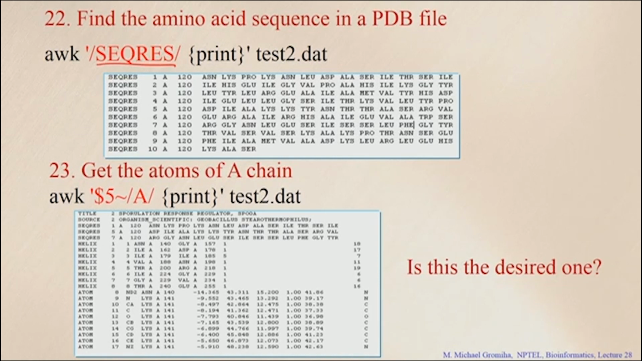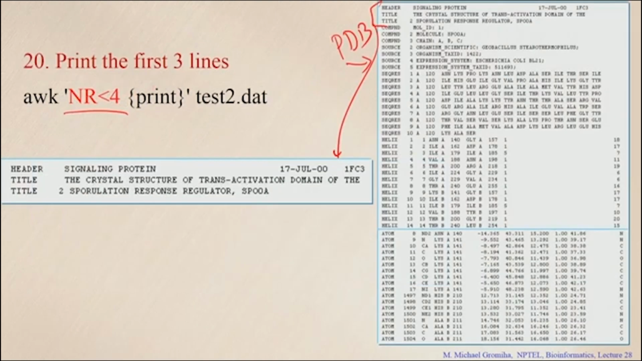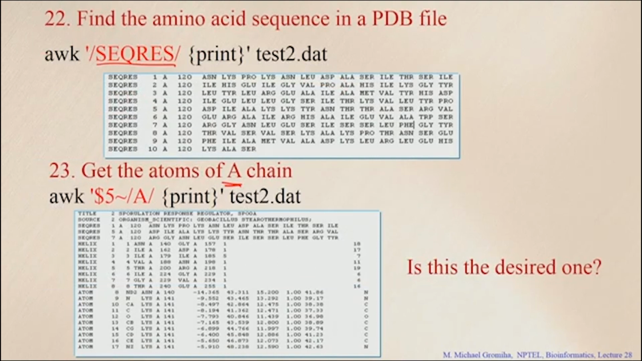Now we go to another step. If you want to get the atoms of A chain, where do we get the A chain? This is the PDB file, right. So we need to get the coordinates. Where shall we get the coordinates? Atom records. Where is the chain information? It is here, the fifth field: 1, 2, 3, 4, 5. The chain is A chain, right. If you write $5, because $5 is A, then print.